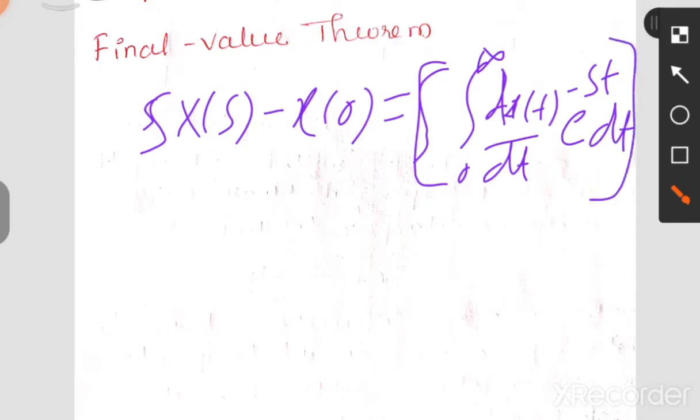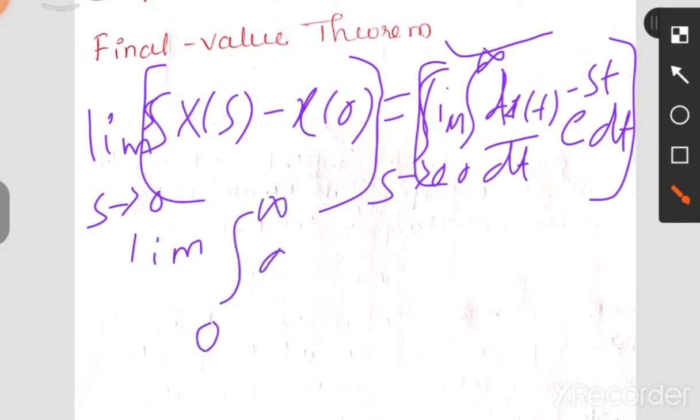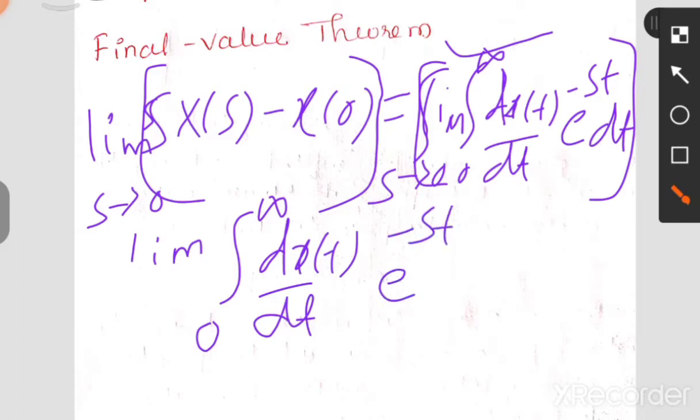For this, on both the sides we have to apply the limit where s tends to 0. So for this also, limit where s tends to 0. Now we'll take the right hand side of this, that is the limit of the integration of 0 to infinity dx of t by dt into e raised to minus st into dt, where s tends to 0. Only the right hand side we are taking. We will compare this one with the left hand side later.